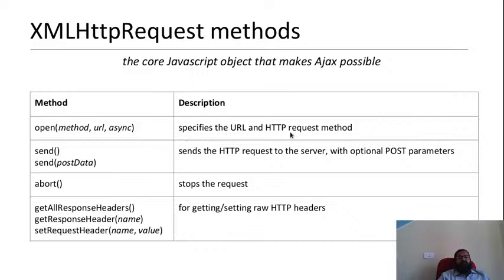It specifies the URL and the HTTP request method. And then you have send. It sends the HTTP request to the server with optional POST parameters. Then you have abort to stop the request, and then you have getAllResponseHeaders, getResponseHeader, setRequestHeader. The getAllResponseHeaders takes no parameters, getResponseHeader takes one parameter, name, and setRequestHeader takes name and value.